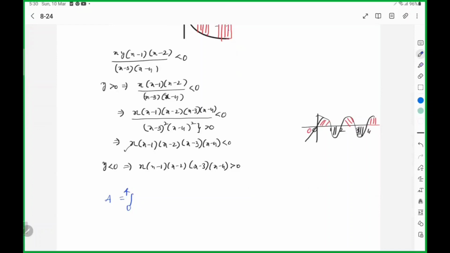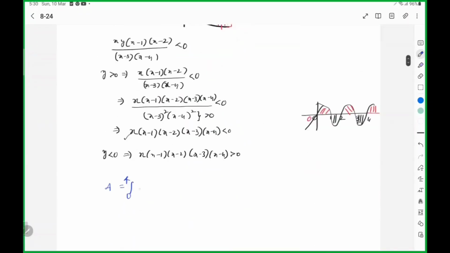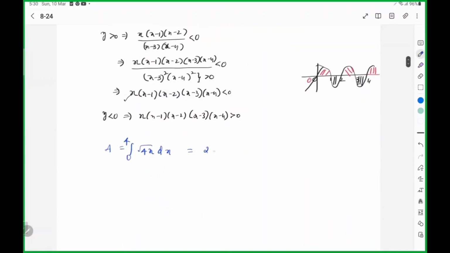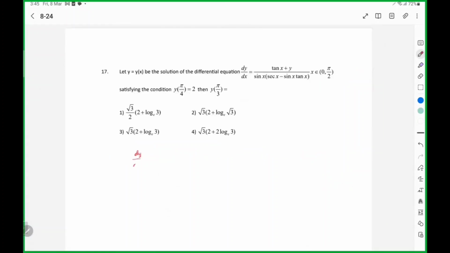So that area will be 0 to 4. Y here is, y square is 4x, so 0 to 4 root x dx. X power 3 by 2 by 3 by 2 between 0 to 4. 4 power 3 by 2 minus 0. 2 square, 32 by 3 square units.